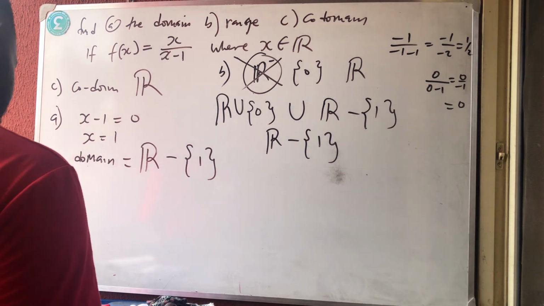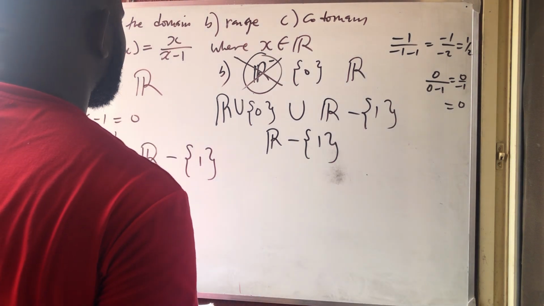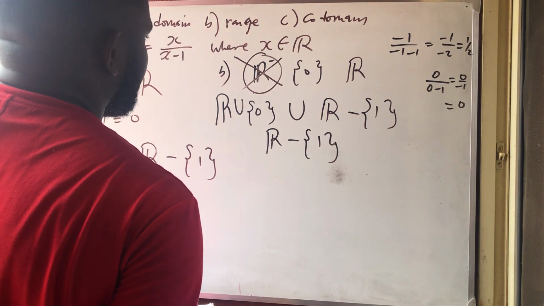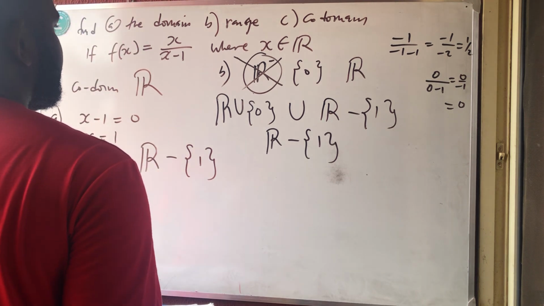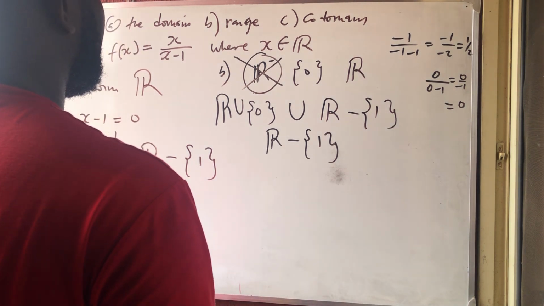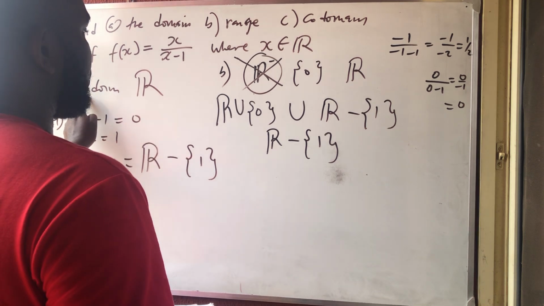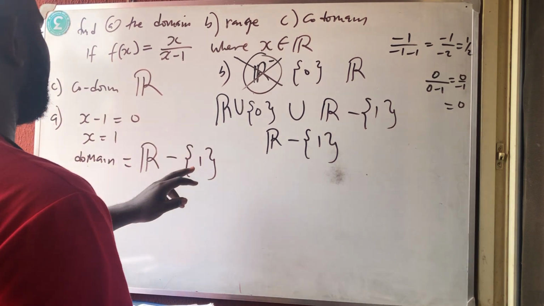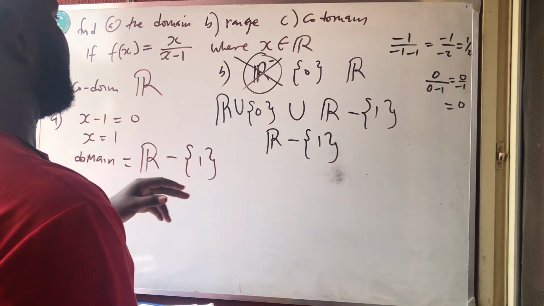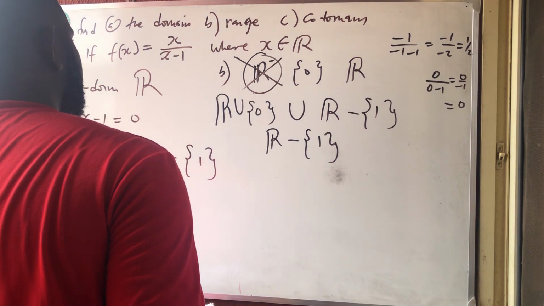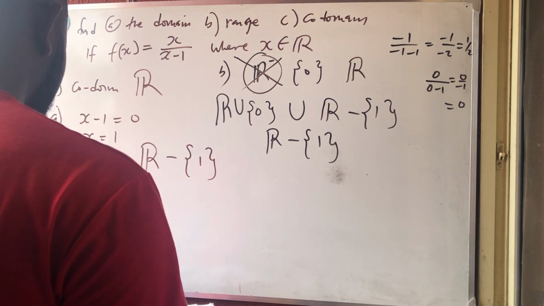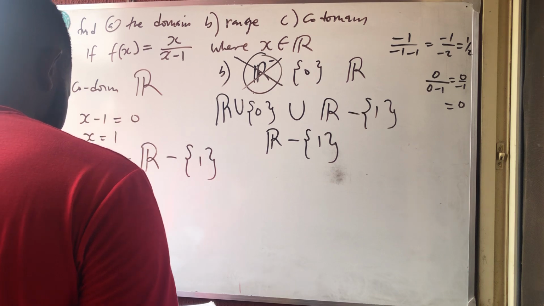So that is that. Is this a function? Yes, because there is no way you can get two things. Is it identical? No. Is it onto? No, because the codomain is not equal to the range. The range and the codomain are not the same. So it is not onto. Is it 1 to 1? Yes, it's 1 to 1. So that is that for that.